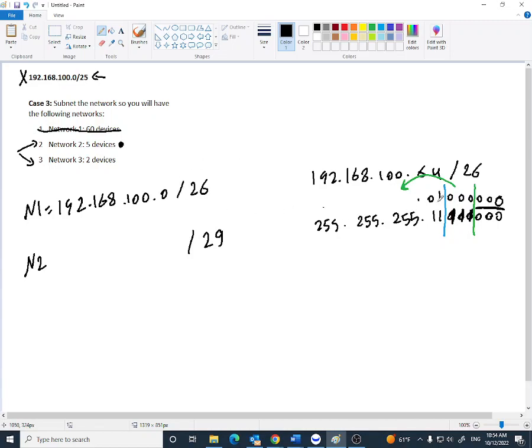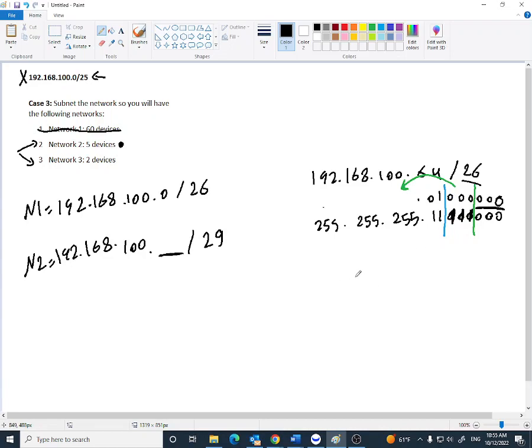Why? Because originally I started with 26 and I added 3 bits, so that's 29. Now we know the first 3 parts of this IP address are simply the same. They're not going to be changed, so we're going to go ahead and put in 192, 168, 100, and a dot. Now here's the deal.